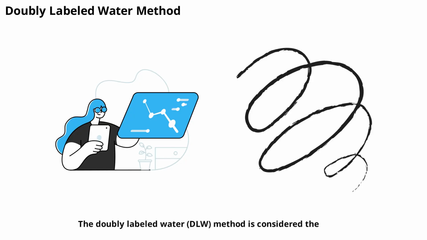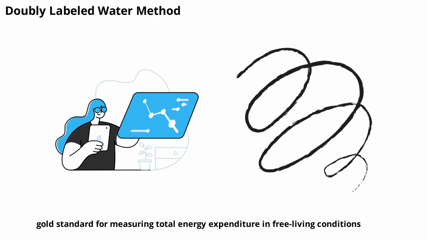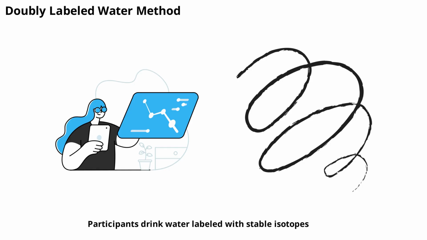The doubly labeled water (DLW) method is considered the gold standard for measuring total energy expenditure in free-living conditions. Participants drink water labeled with stable isotopes, and researchers measure the rate at which these isotopes leave the body. This method is non-invasive, accurate, and suitable for all ages, but it's expensive and doesn't provide information on daily activity patterns. DLW is mainly used in research settings, where precise measurement of energy expenditure is required.